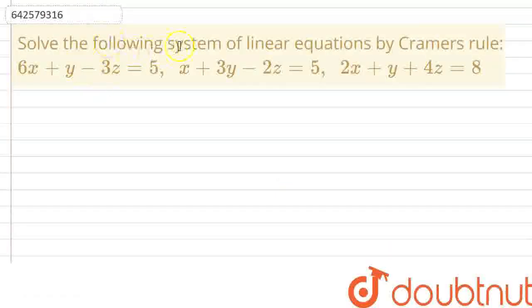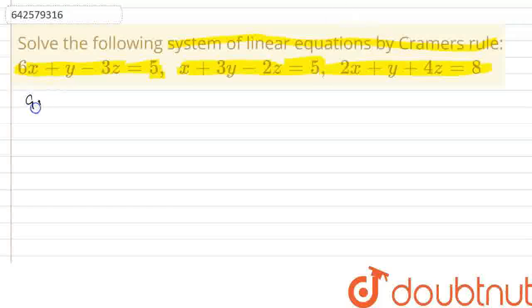Hello everyone, let's start the question. The question says: solve the following system of linear equations by Cramer's rule. The first equation is 6x plus y minus 3z equals 5, x plus 3y minus 2z equals 5, 2x plus y plus 4z equals 8.